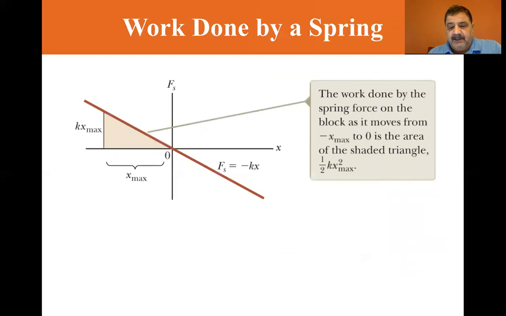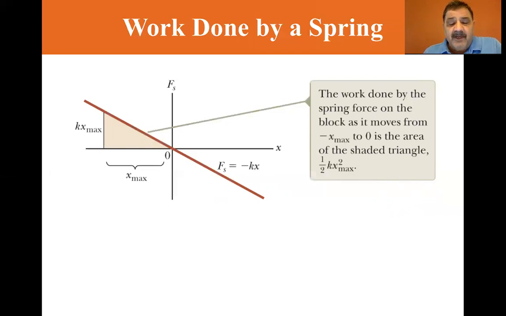Okay, let's continue. The work done by the spring force on the block as it moves from minus x max to 0 is the area of the shaded triangle, 1/2 k x max squared. The figure is a plot of the spring force versus x. The spring force is proportional to x, so it's a straight line graph of Fs versus x.